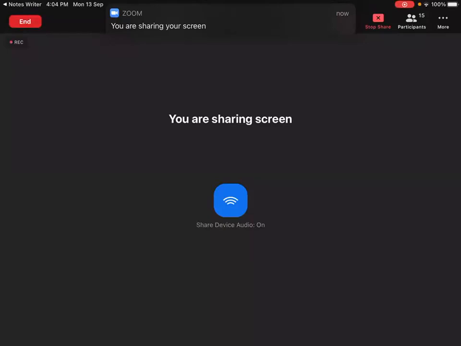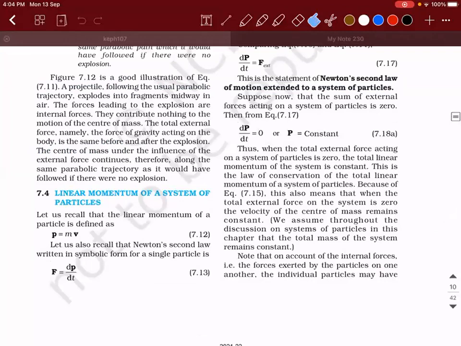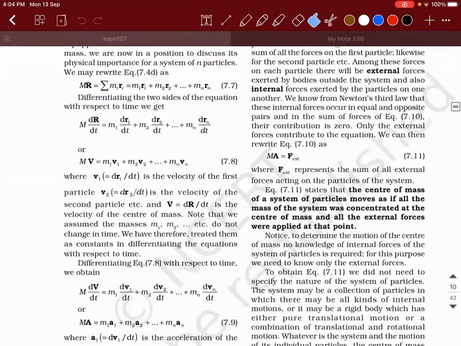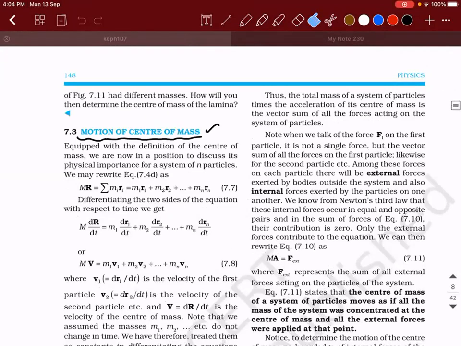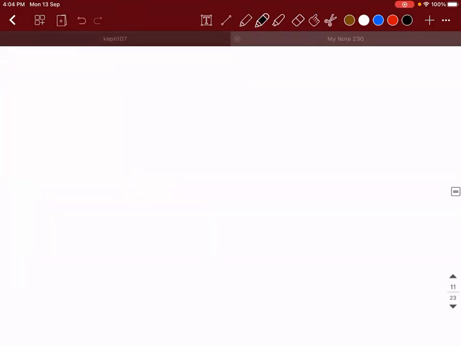I think we came to the concept of torque, right? We have seen motion of center of mass in the previous class. I think we are done with it. So the next concept that we are supposed to see is called torque. Please write it down. Or it is also called moment of force.